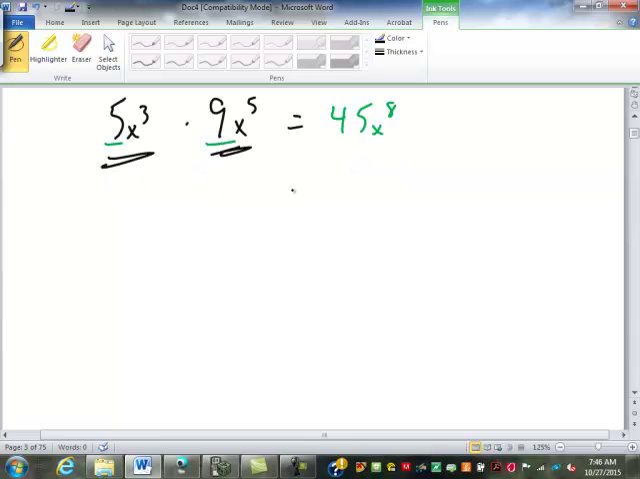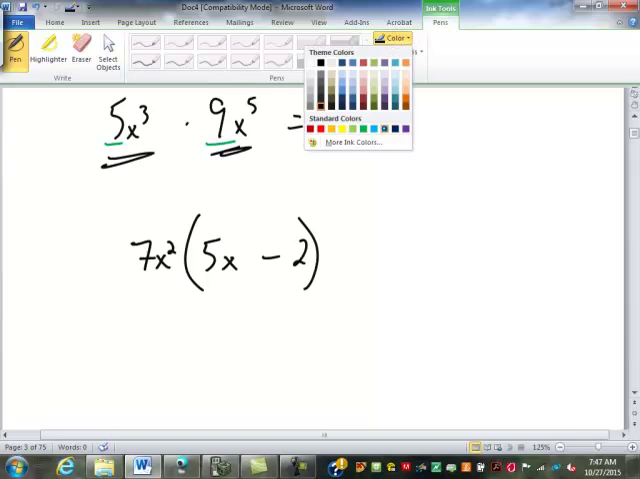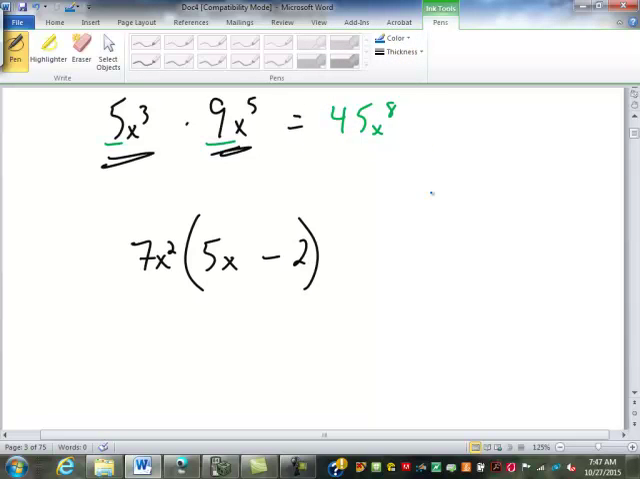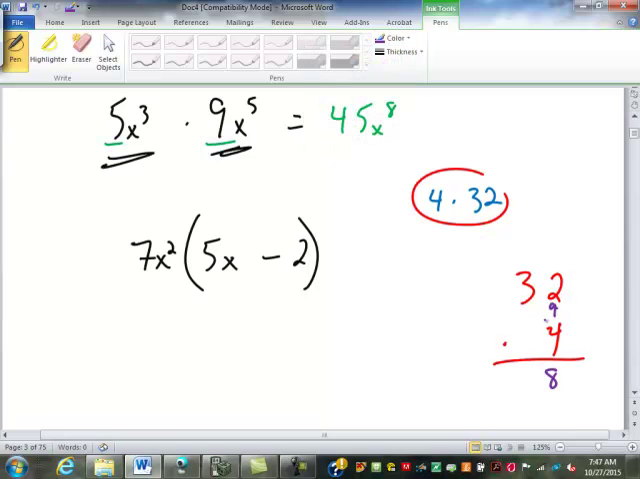So what happens if one of those numbers is not just a single digit? What if it's more than one digit? What if we have something like 7x squared times 5x minus 2? This is exactly like having 4 times 32. If I were going to do this long multiplication, I would put the number with the most digits on top, the 32, multiplied by 4. And then it's going to be 4 times 2 is 8, 4 times 3 is 12.